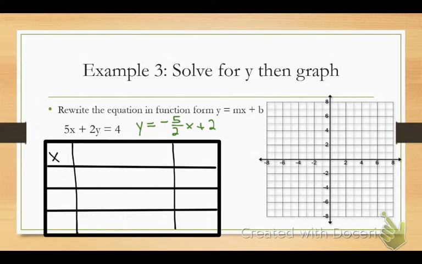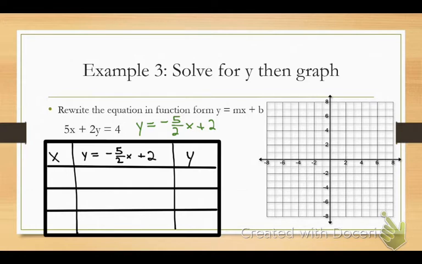Okay, and then I get my y values. All right, so my function is y equals negative 5 over 2 x plus 2. Well, is there anything that you notice that's different about this function versus the other functions that we've solved? All right, so if you're thinking there's a fraction connected to x, you're exactly right. And we don't want to graph fractions. If we can avoid it at all, we want whole numbers, okay?